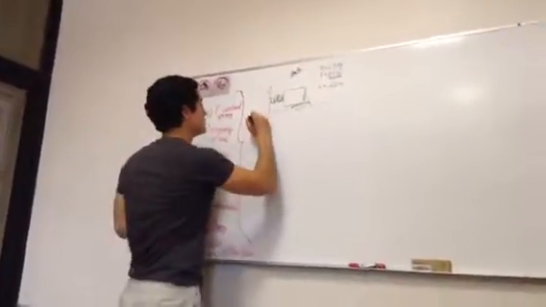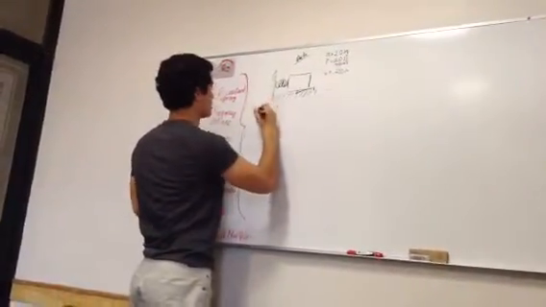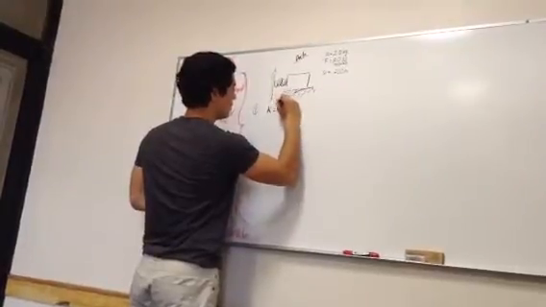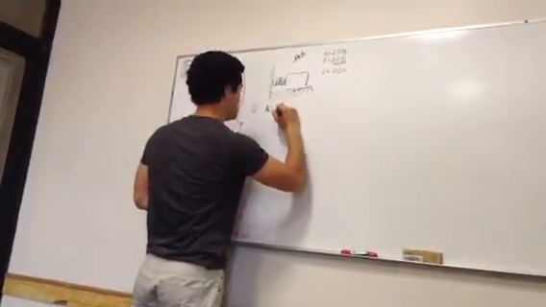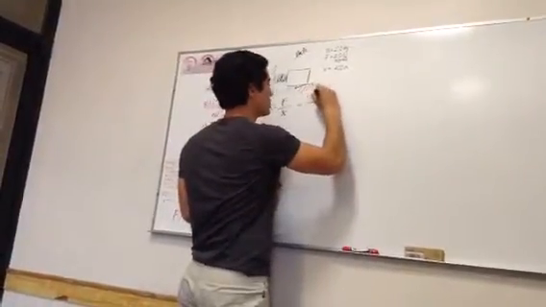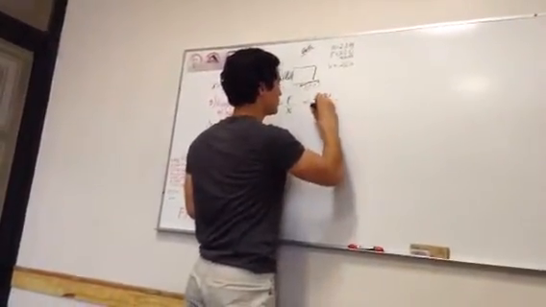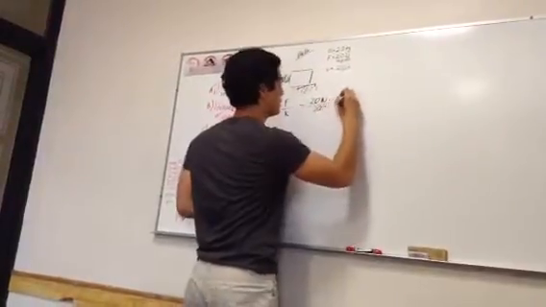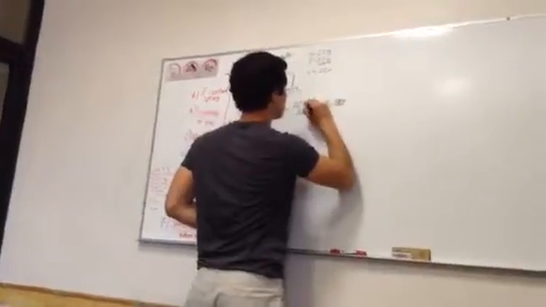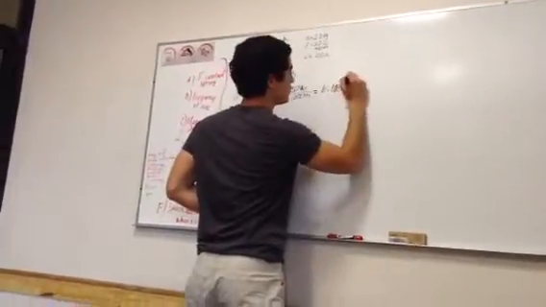First, we need to determine the spring constant, which is given by the formula: we have the force, 20 newtons, over the distance, which gives K equal to 100 newtons over meter.